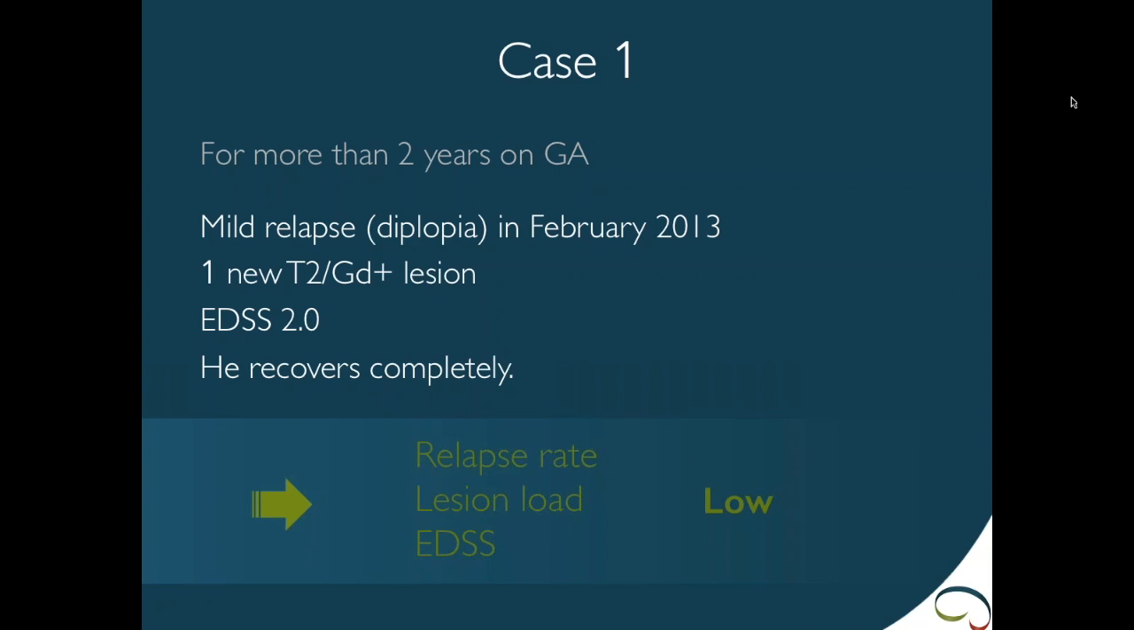The first case concerns a young patient doing well for more than 2 years on glatiramer acetate, and in February 2013 he had a mild relapse with a good remission afterwards, and on the MRI at the same time a new T2 and GAD lesion. The EDSS of the patient was 2 at the time of the relapse, and he recovers completely. So based on the algorithm, based on the relapse rate, the lesion load, and of course the EDSS, we were not obliged to change treatment since the patient was doing well on glatiramer acetate.